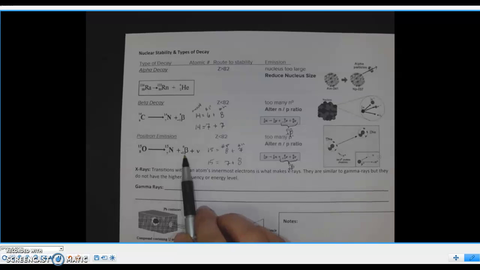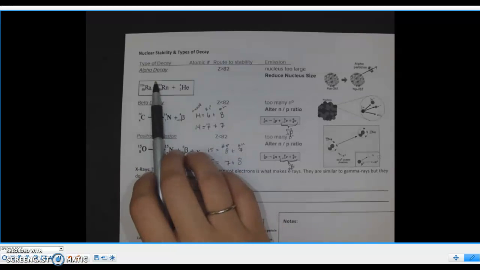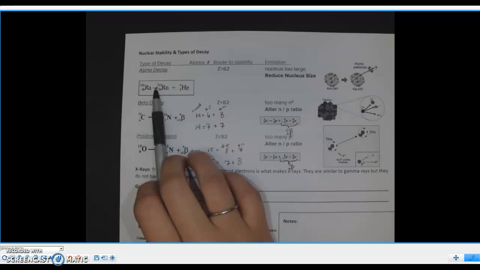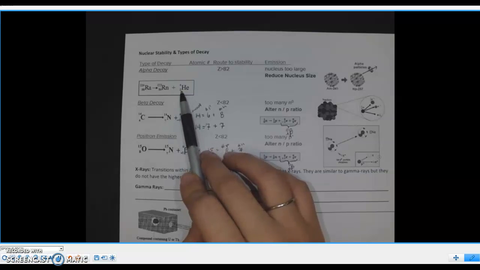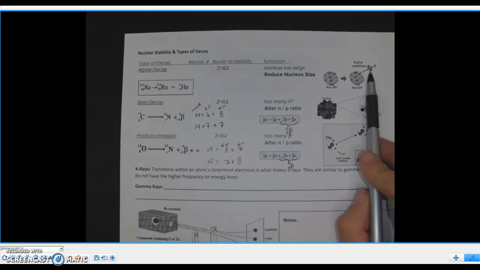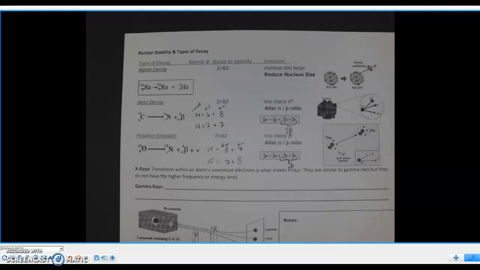Okay. Now, our last type is alpha decay. Alpha decay is emitting an alpha particle, and an alpha particle is a helium nucleus, essentially. It's 2 protons and 2 neutrons. Okay, they don't have any electrons that they take with them. They are a positively charged particle.